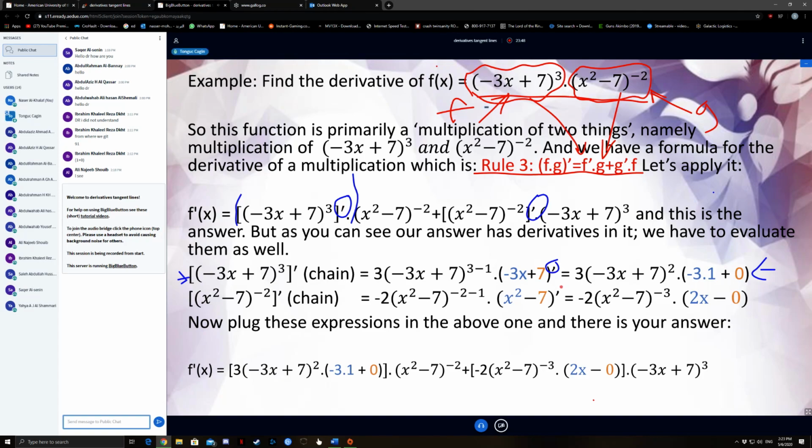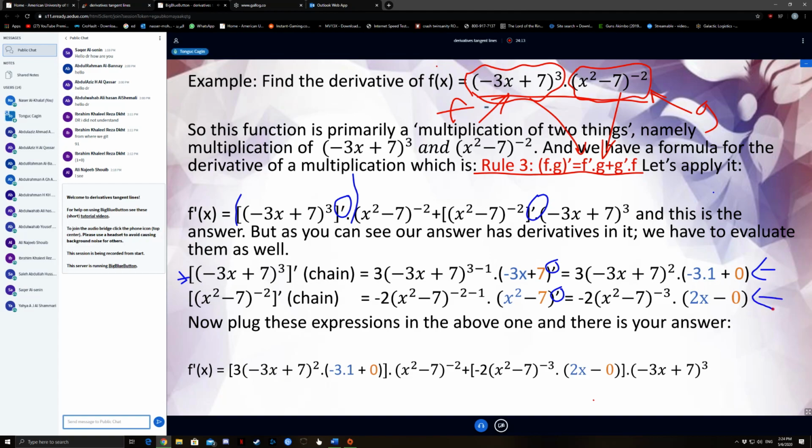But again, in your answer, there is a derivative. So you also have to take that. So I take it, derivative of x squared from rule 2. Don't calculate, memorize. It is 2x minus derivative of 7 is 0. The rest is copy paste, of course.